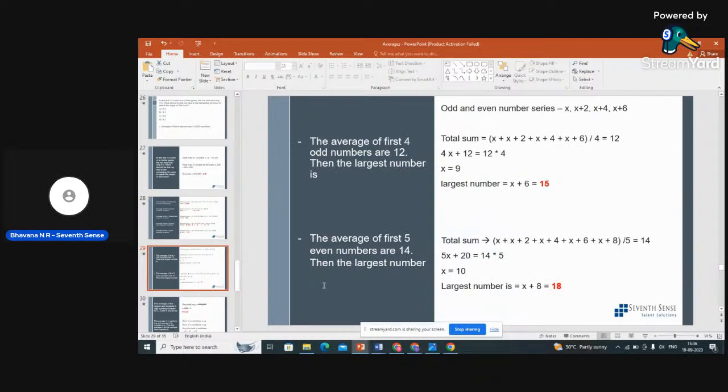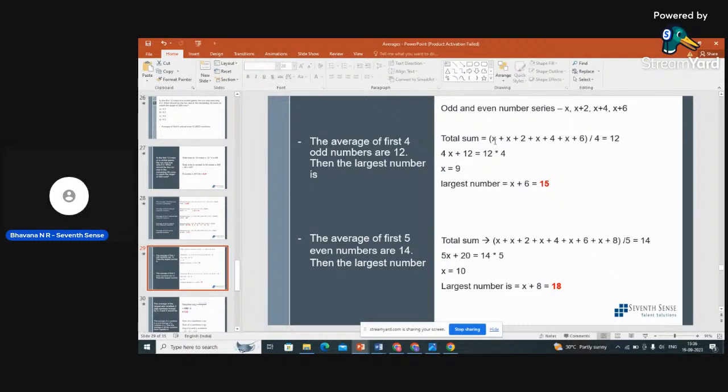Okay. Next. The average of first four odd numbers is 12. Then what is the largest number? We don't know the average of the odd numbers, so that's why we took x in the previous slide, as explained. If we take x as an example, we can substitute the x value.